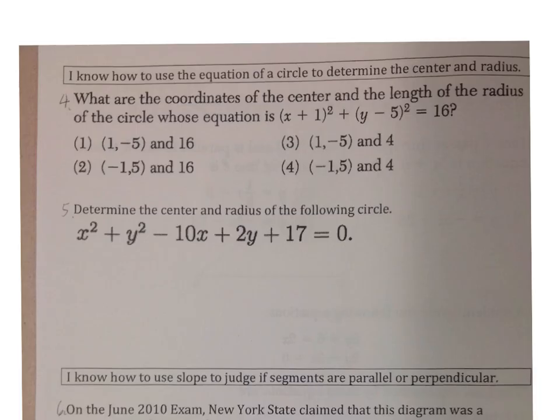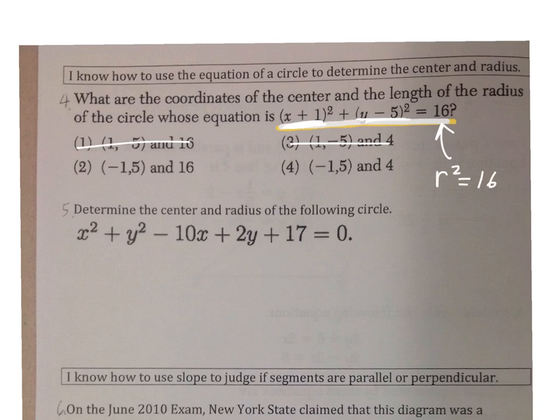Hey, in questions 4 and 5, we're dealing with equations of a circle, and in question number 4, we're given an equation that is very easy and convenient to use. Because of the way it's written, we can tell automatically that the x-coordinate for our center will be -1, and our y-coordinate will be +5. So it's down to choice 2 and choice 4. The number at the end represents the radius squared. If the radius squared is 16, then the radius would be 4, making it choice 4.